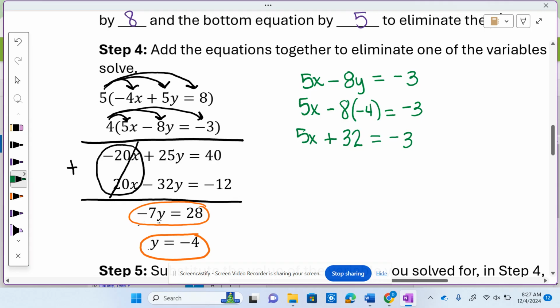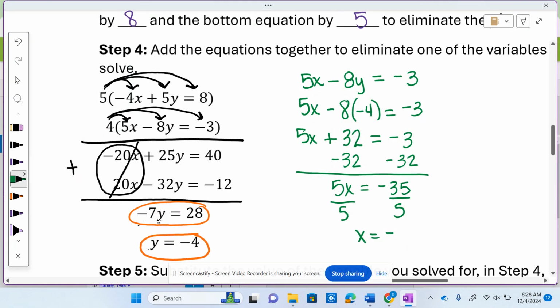Aiden, what would you do next if you were working this? Subtract 32 from both sides. That sounds excellent. So 5x equals negative 35. Divide both sides by 5, and x equals negative 7. Are we all finished?